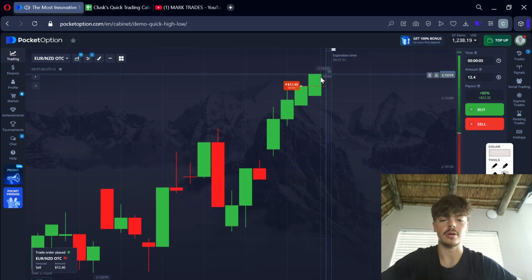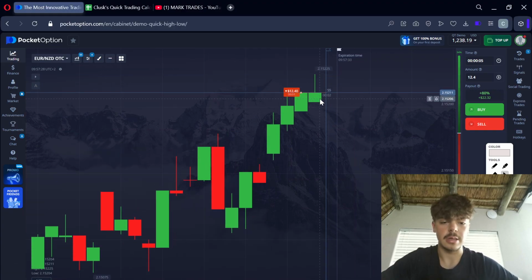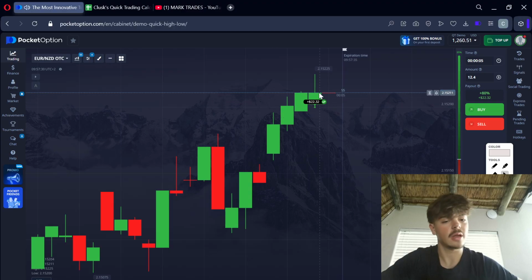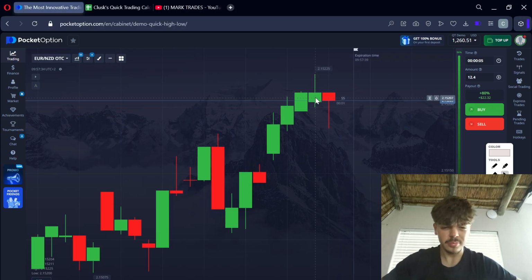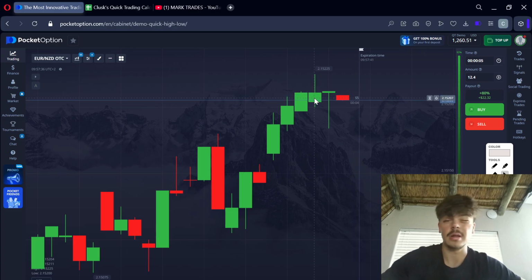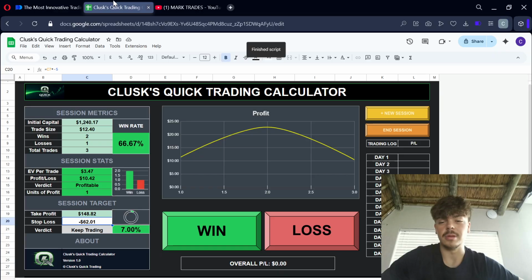There we go. Okay, good push there, but let's see how this ends. Okay, winning trade. But in hindsight and theoretically, and not as much practically, we would have lost this in theory, but we did win.